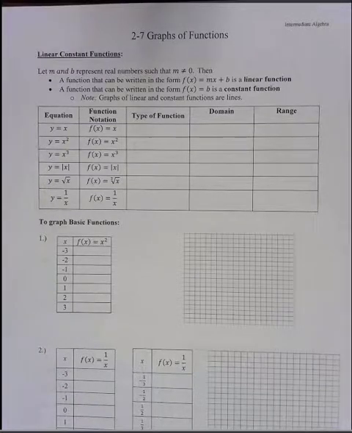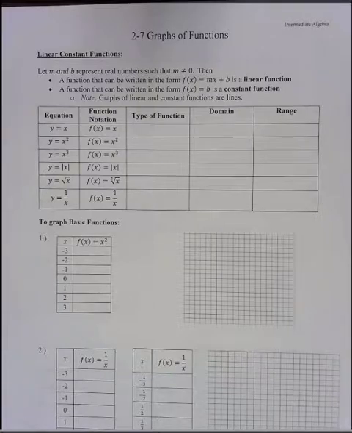Today we're going to talk about graphs of functions. This is the last section of chapter 2, so section 7, and we'll start with a review of all of the different types of functions, then we'll do a little bit of graphing, and then we'll review how to find x and y intercepts, and then tomorrow during class we'll do some practice with each of these.